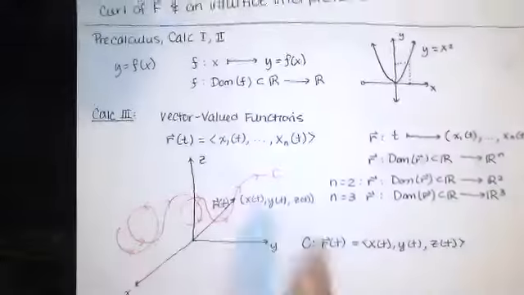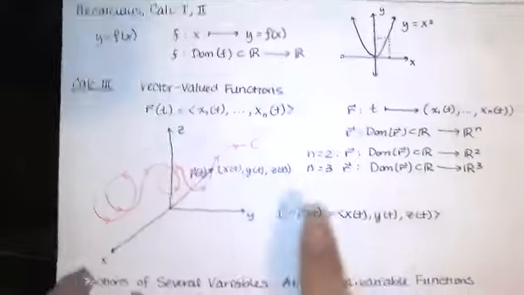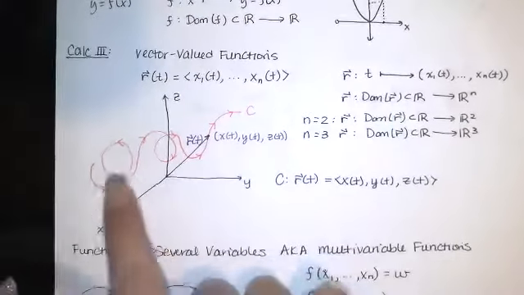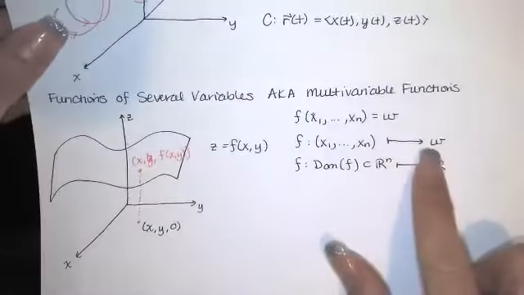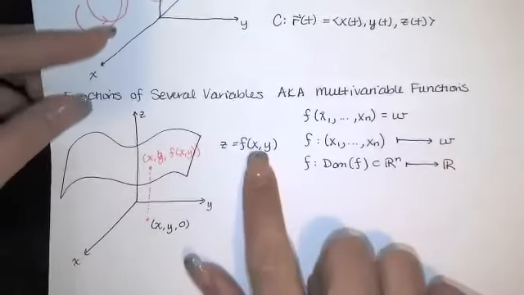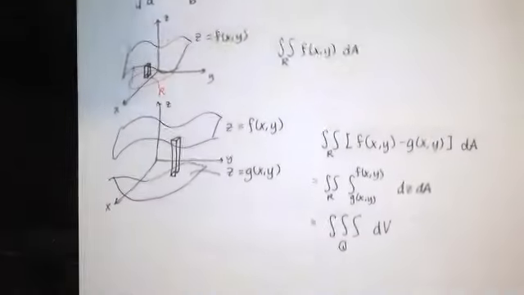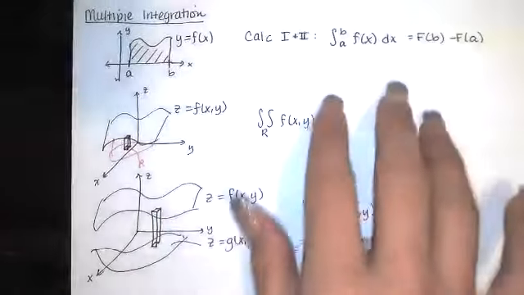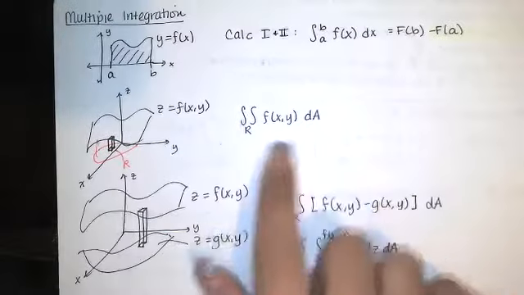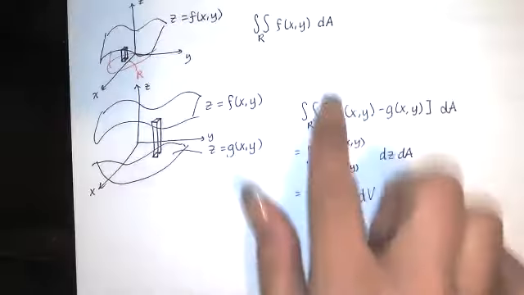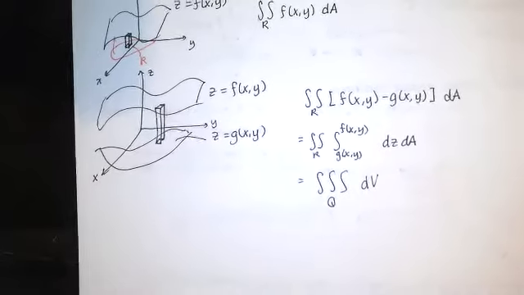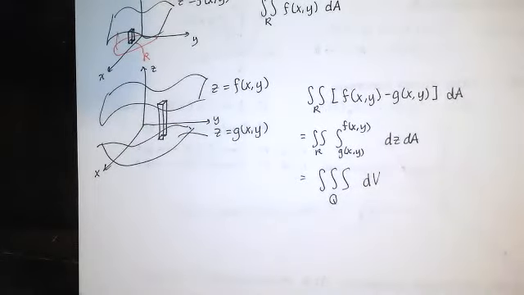So we started with mapping from R into R. Then we mapped from R into Rn, and we got these curves. And then we mapped from Rn into R. And if we were mapping from R2 into R, we got surfaces. And then we looked at multiple integration. Instead of just integration with respect to a single variable, now we had double integrals, and we had triple integrals, and they all represented something.